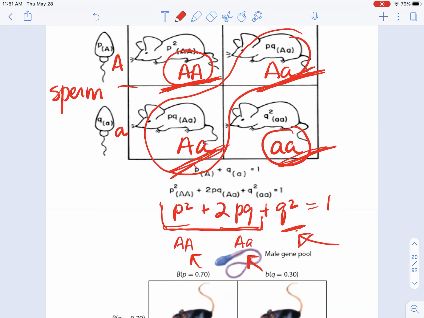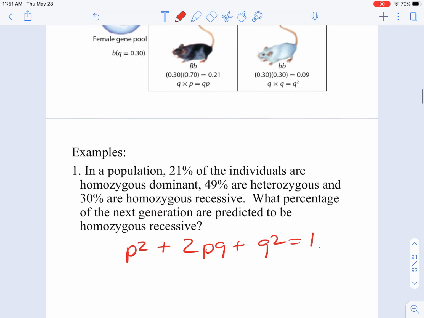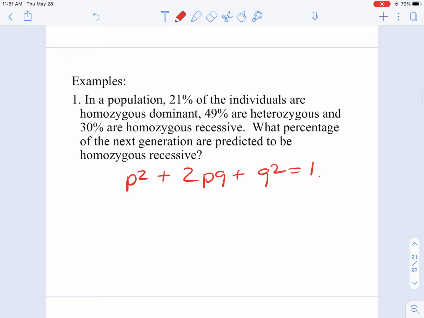We can see that from the classic Punnett square, Hardy and Weinberg said these are the 3 different genotypes, and we can calculate exactly how many are in the other two groups by looking at the recessive group. So let me show you how we do that.